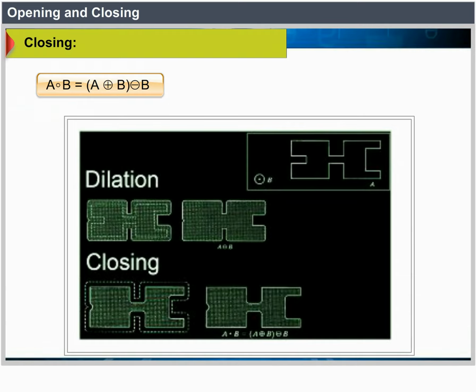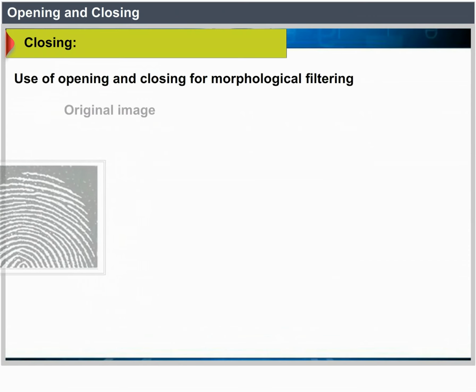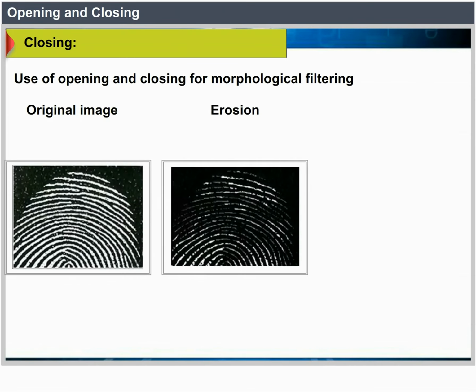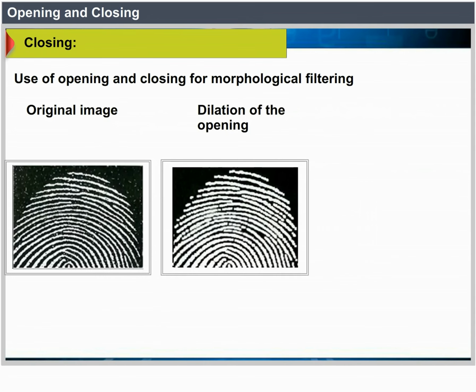We can now see the use of opening and closing for morphological filtering. These contain the original image, erosion, opening of A, dilation of the opening, and closing of the opening.